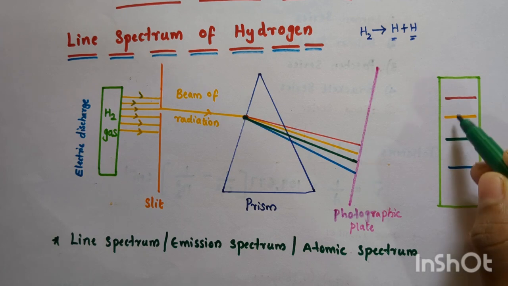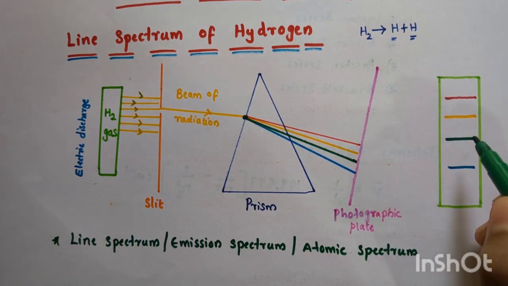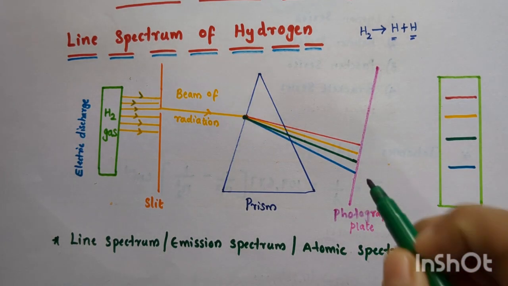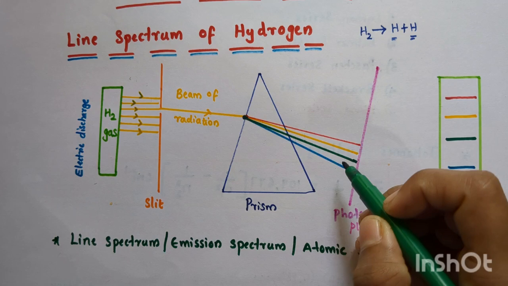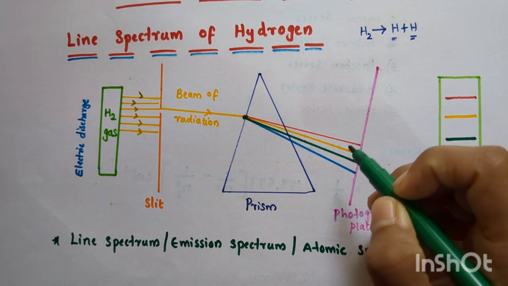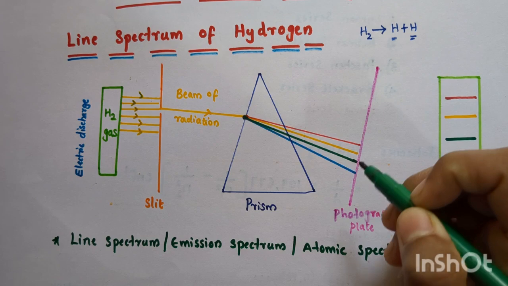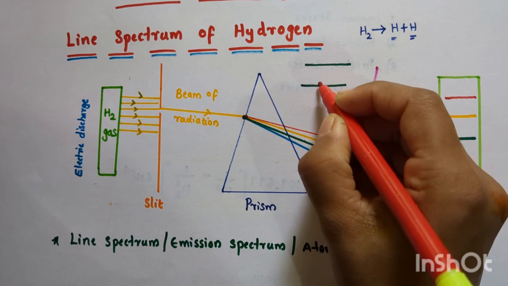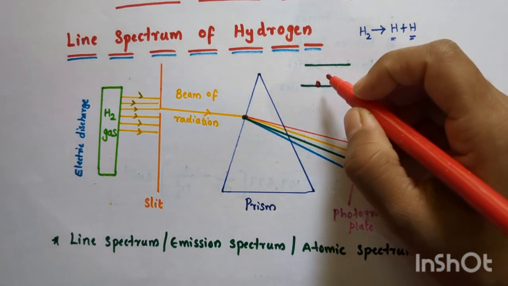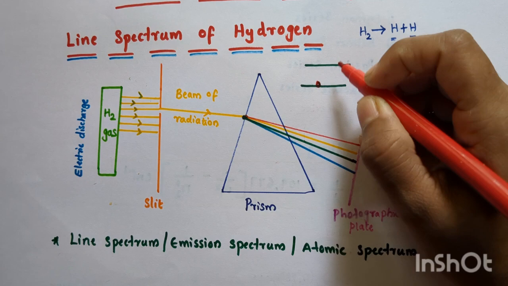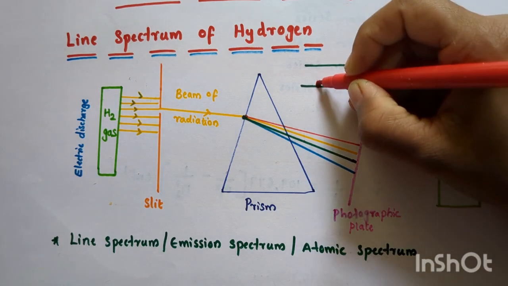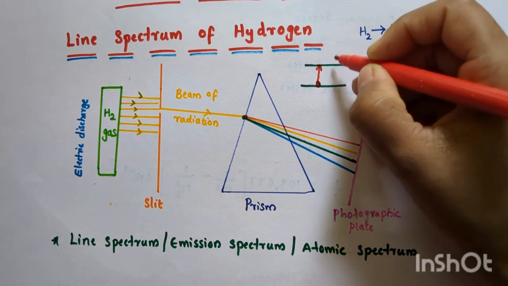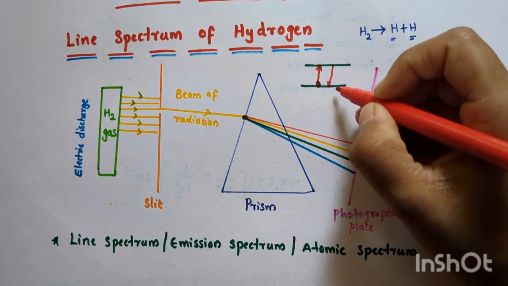See, the lines are caused by the absorption and emission of energy by electrons in the hydrogen atom. When electrons absorb energy, they jump to higher energy levels, and when they emit energy, they come back to or descend to lower levels. That is, suppose an electron is initially here. When it absorbs energy, it gets more energy and jumps to higher energy levels. And when it emits energy, it comes back to its lower levels.